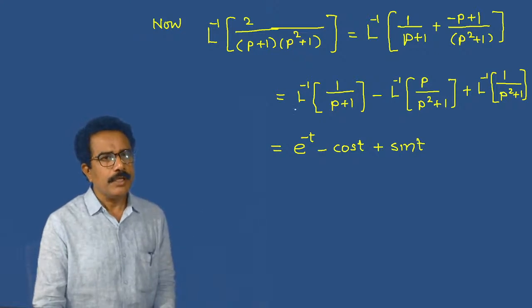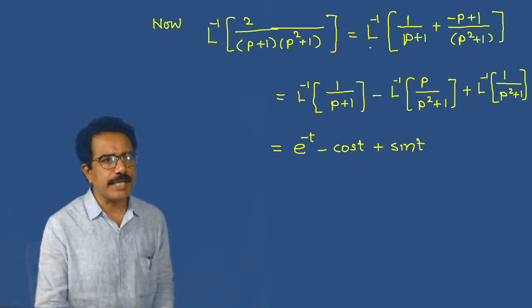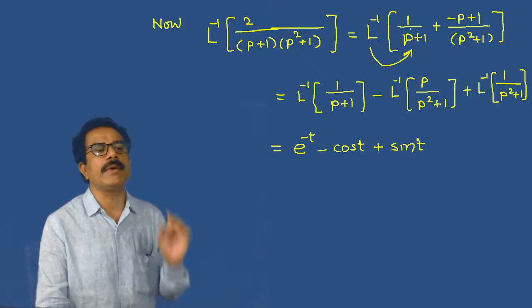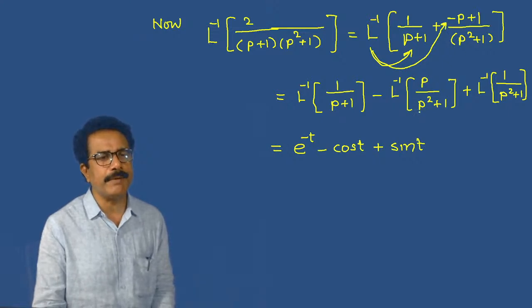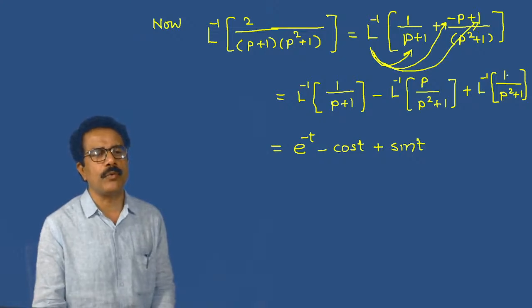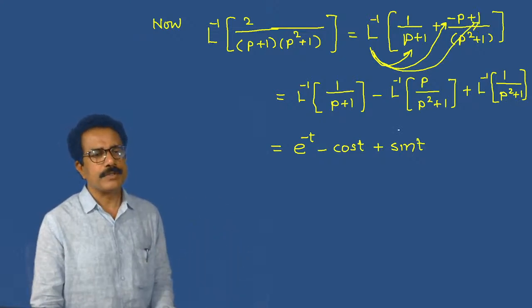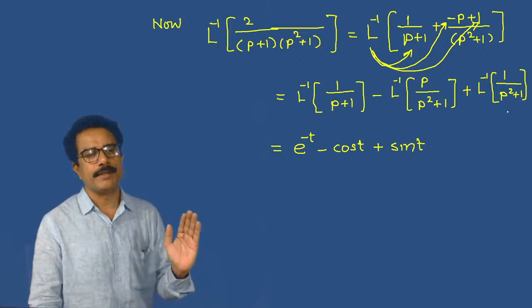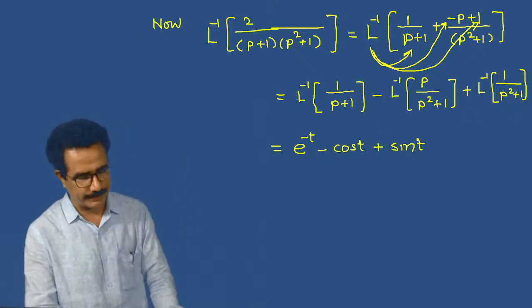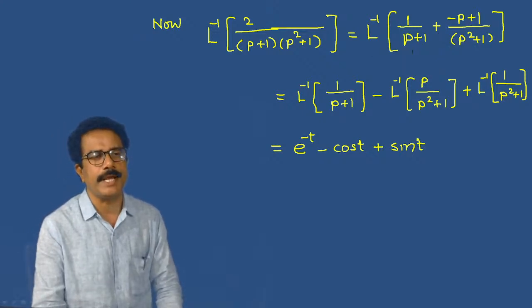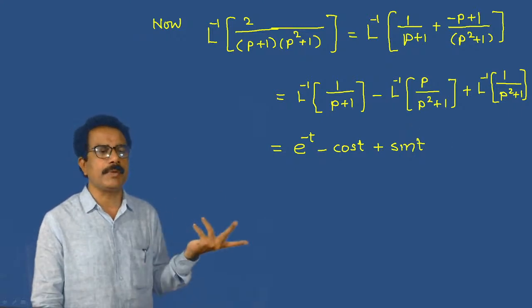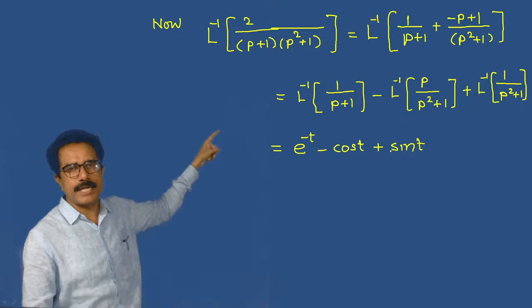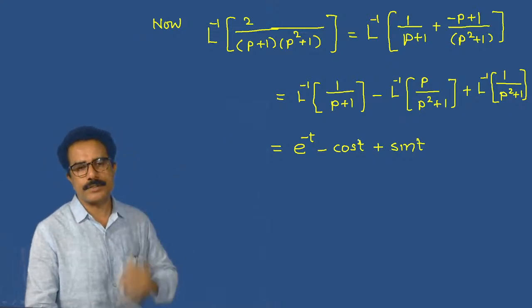Now you have to separate this. Separate this L inverse for 1 upon P plus 1. Again separate this L inverse for minus P divided by P square plus 1. Again we have to separate this L inverse for 1 divided by P square plus 1. So there are three terms we can separate, separating the denominator in the second factor, with the numerator. Okay, so we'll get the three terms and we can obtain the inverse Laplace transformation for these simple terms.